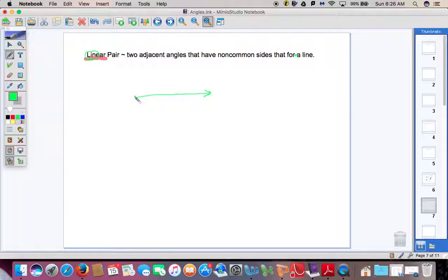Okay, so if we look at this, and we have A, B, and C, and C, B, D. These are adjacent angles because they share this vertex here and this side, but the non-common sides, side AB and side BD, form a straight line. Okay, so because they form a line, these are considered a linear pair because they form a line.